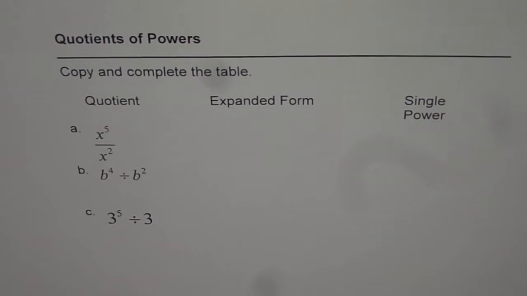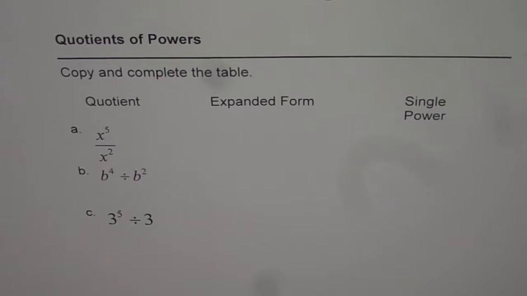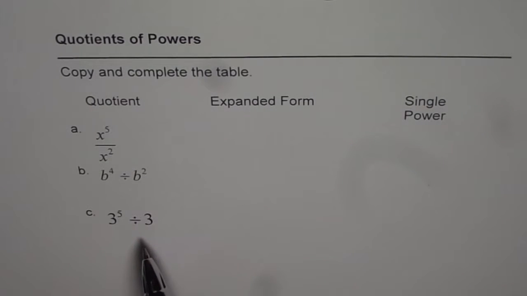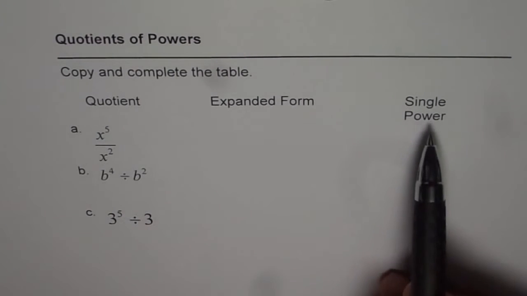Quotients of powers. I'm Anil Kumar, and now let us understand the basics about the quotient rules. We'll complete this table, which has three different columns. Quotients are given in column 1, expanded form and single power are column 2 and 3.